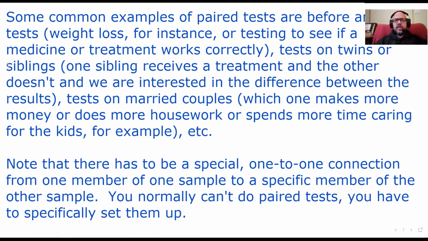Sometimes it'll just be siblings. Like if you and your sister grew up in the same household, what divergent effects did that have? Tests on married couples, right? So does the husband or wife make more money? Which partner in the marriage does more of the housework, et cetera. So things where there's some specific connection between a person in one sample and a person in the other sample. So you have to have some sort of special 1-to-1 connection like this to do a paired t-test.